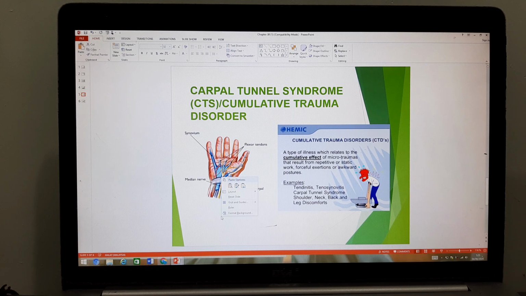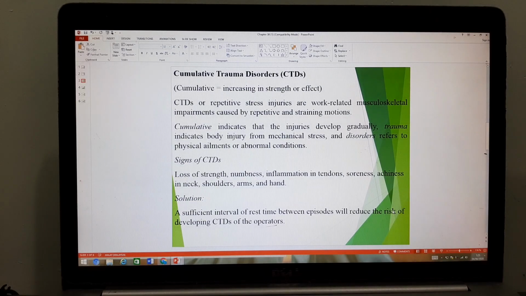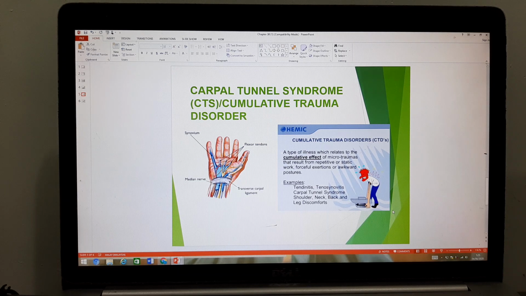We have something else called the cumulative trauma disorder, or repetitive stress injuries. Cumulative trauma disorders are a type of illnesses which relate to the cumulative effect of micro traumas. Micro traumas are small traumas. You may strain your hand a little bit, you may strain your back a little bit, you may strain your feet a little bit. A continuous strain of your hand, legs, back over time, due to repetitive or static work, forceful exertions or awkward postures can cause cumulative trauma disorders. Examples: tendinitis, tenosynovitis, carpal tunnel syndrome, shoulder, neck, back and leg discomforts.